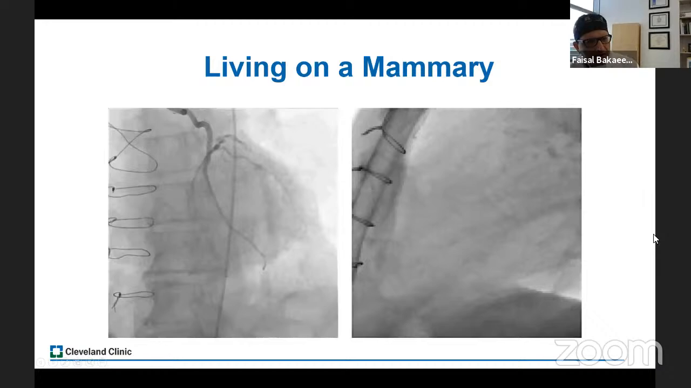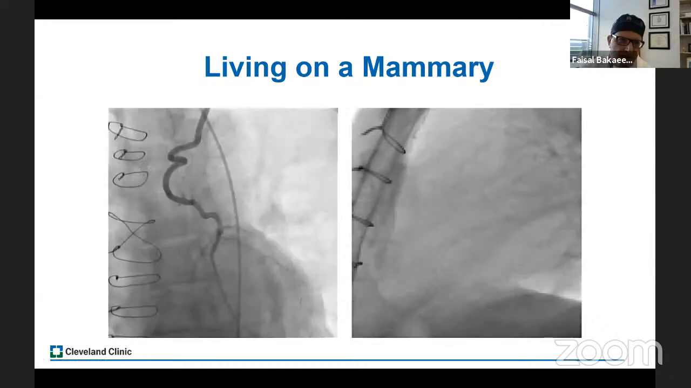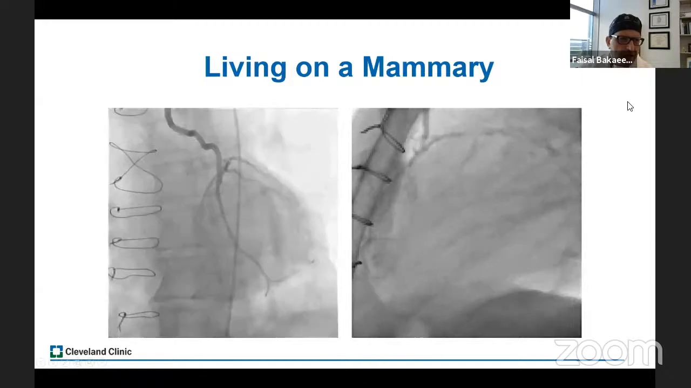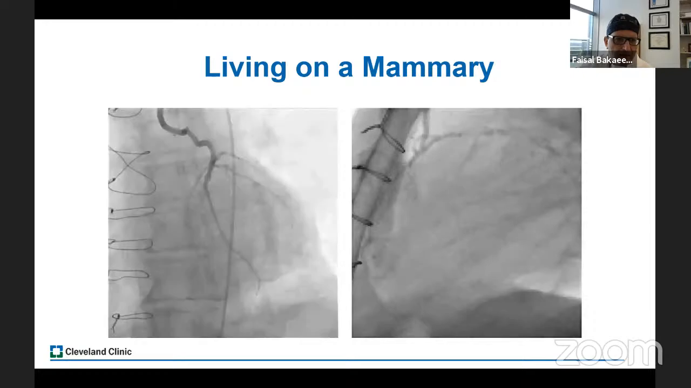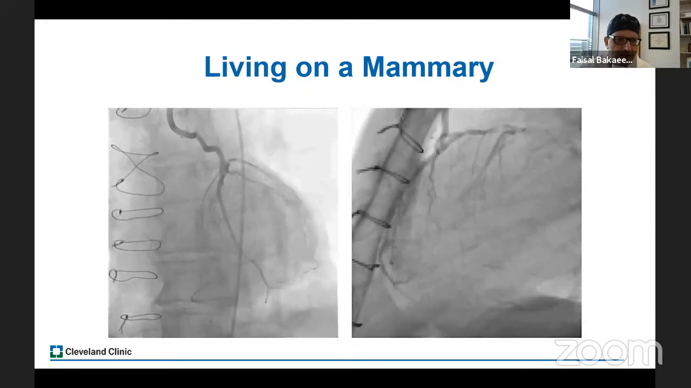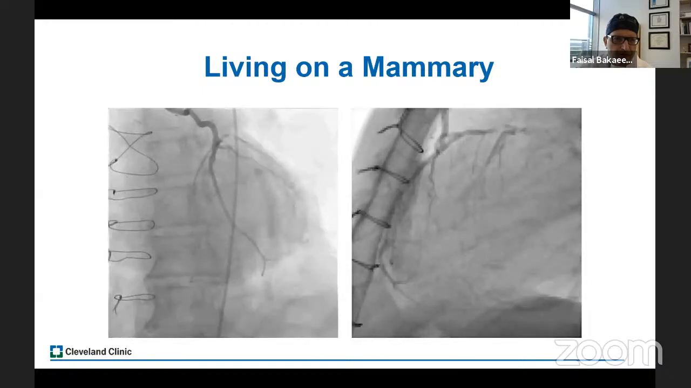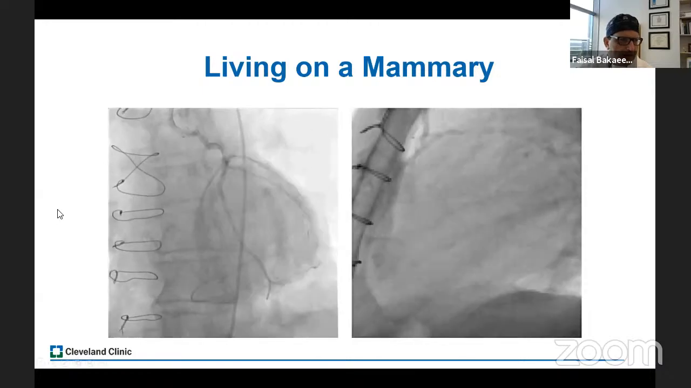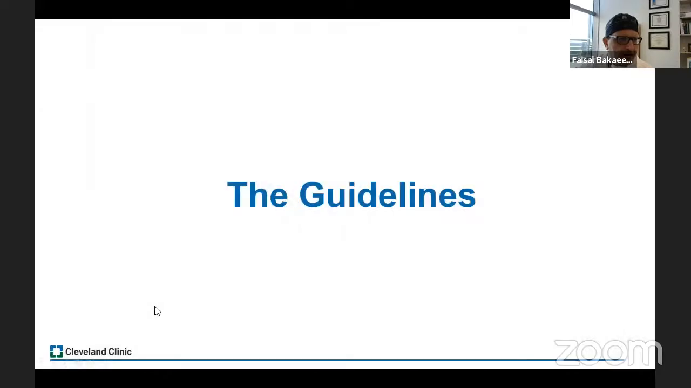So if this patient had received stents 30 years ago, I don't think this patient will be with us. So no matter how good the stent is, that stent only protects the few millimeters or the centimeters where it's deployed. It does not provide future protection. So that's why we're seeing that more and more cardiologists now are referring patients for CABG.